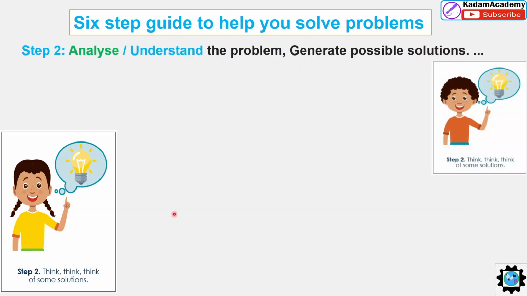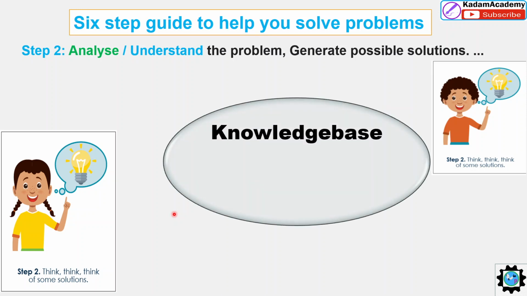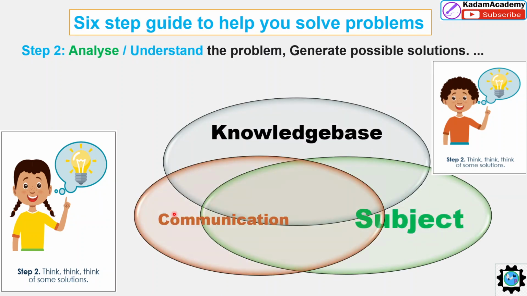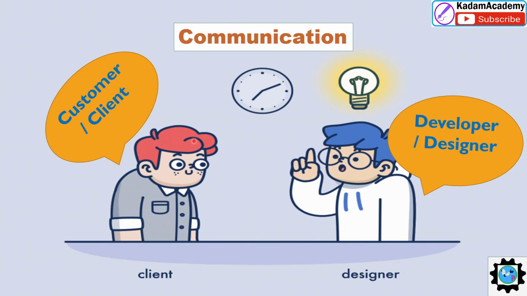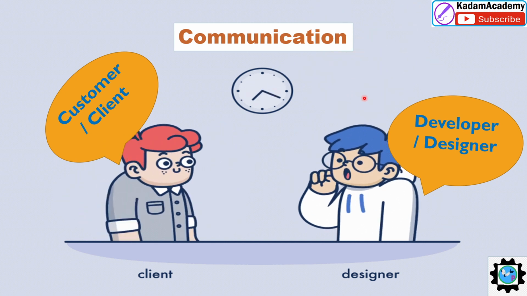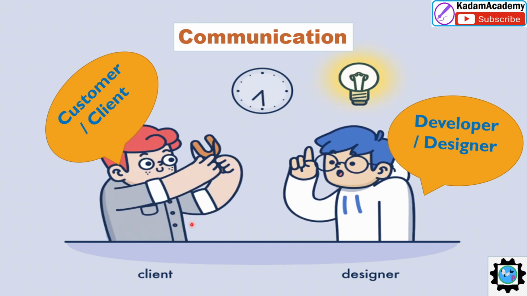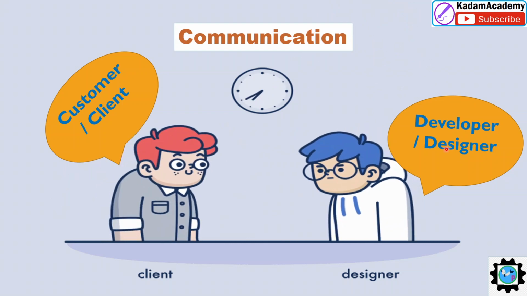And afterwards, communication is also important for understanding the problem. The developer or designer must communicate with the customer. So friends, knowledge, subject and communication are very interlinked, and they help to analyze, understand, and find the general possible solution. So whatever idea you generated, you have to communicate it to the client or customer, as the developer and designer.